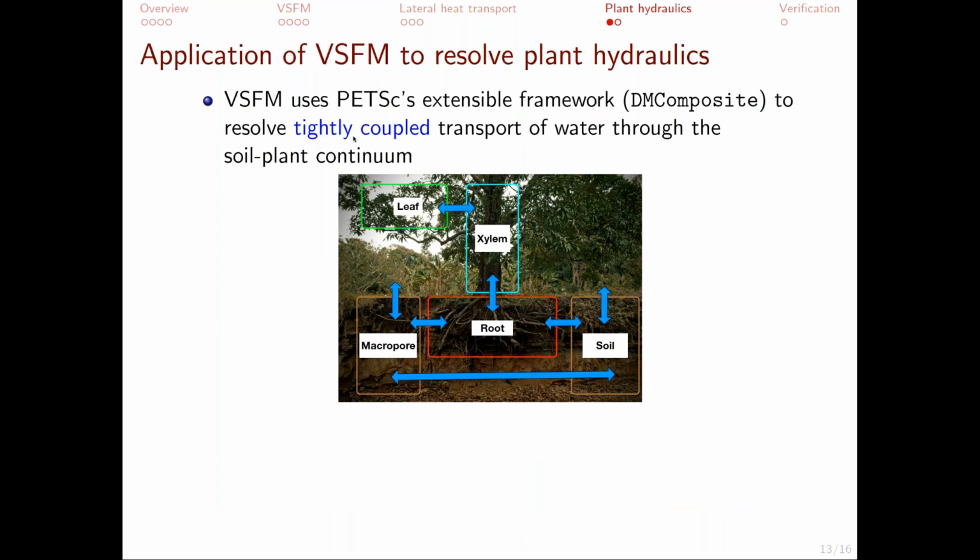Now moving on to some of the newer ongoing work, and this is where PETSc's extensible DMComposite framework is very useful to solve tightly coupled multiphysics problems. Here is a schematic example of how one might want to solve transport of water through various components: through the soil, the macropore, the root, the xylem, and the leaf.